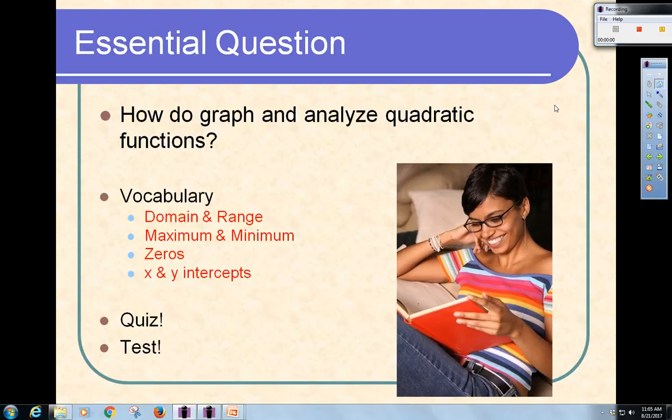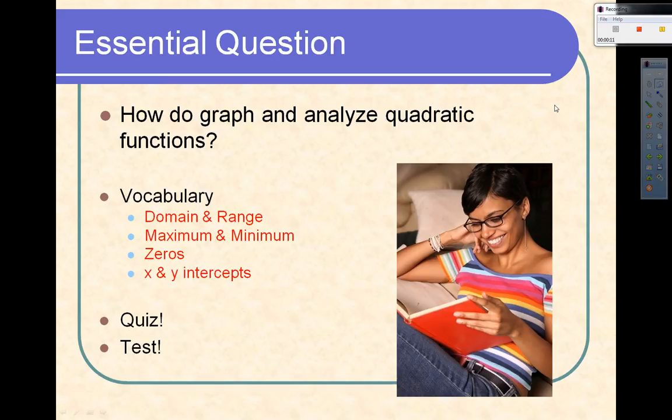Alright guys, today we're still going to be looking at how do we graph and analyze quadratic functions, but we're going to be looking more at how do we graph them and then how do we analyze them. Let's go ahead and jump into it and look at my first example.